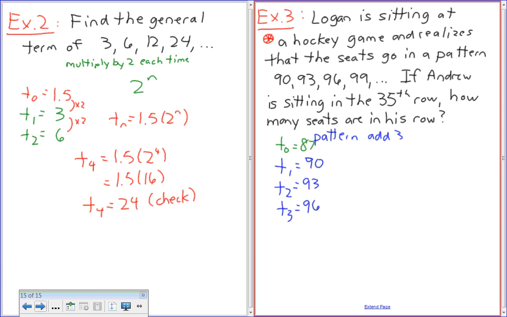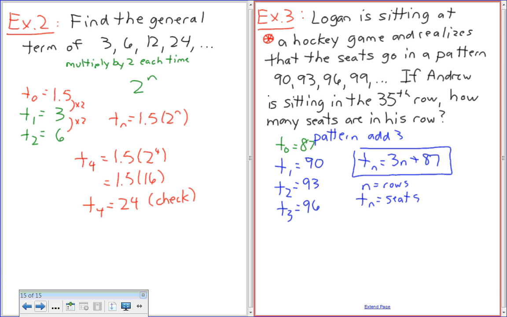If you're adding 3 each time, what's my equation going to be? Your first difference is equal to 3. Not 3 at the end, but plus 3. So this is going to turn into Tn equals 3n plus 87, where n is your rows and Tn is your seats.